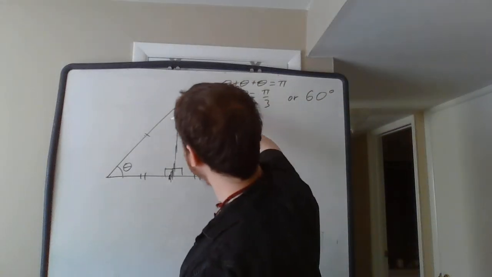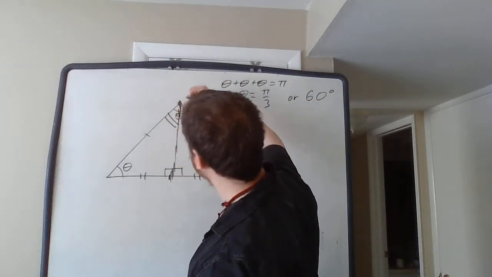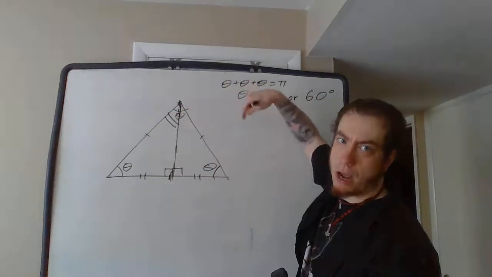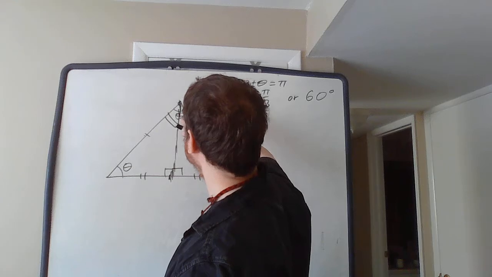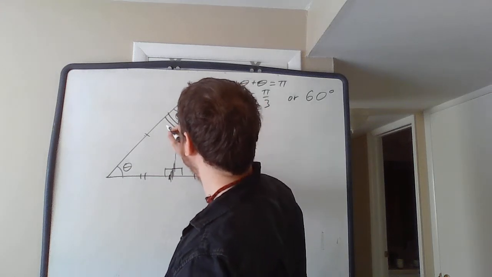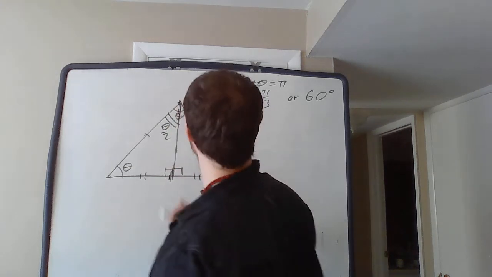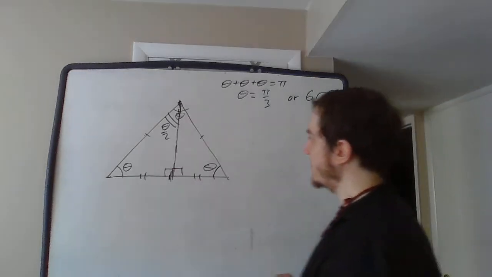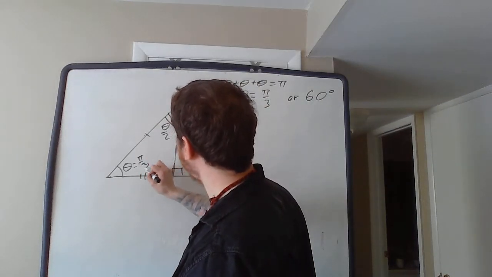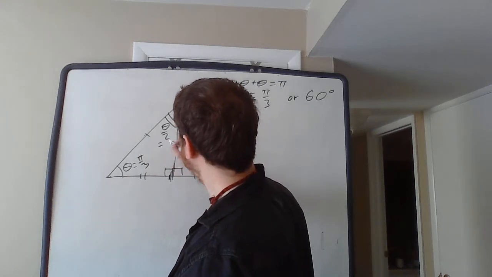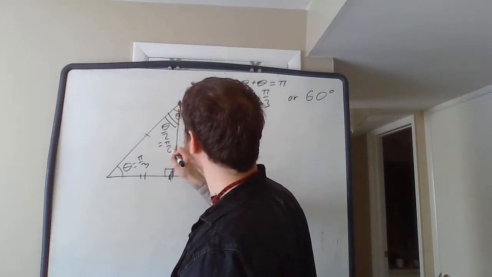The other thing to notice here is that this angle, the one that I've indicated with the double angle arc thing, is going to therefore be exactly half of theta. So this is actually theta over 2. Now what that means is that this angle down here is pi over 3. This theta over 2 is therefore pi over 6.